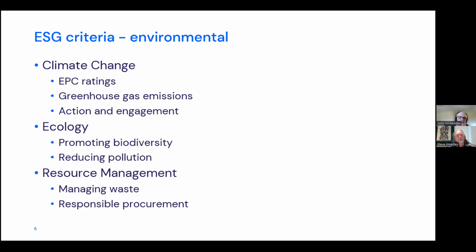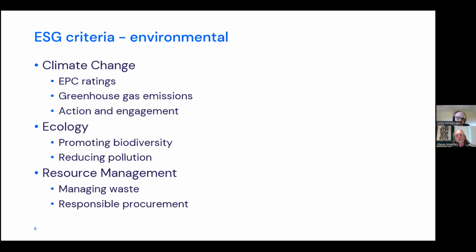So there's another section about environmental, which is looking at resource management. That's primarily whether you've got waste management plans in process, what you do with your waste, and what your contractors do with the waste when they're working on your properties. And also looking at responsible procurement.